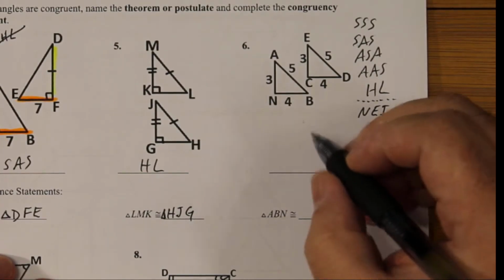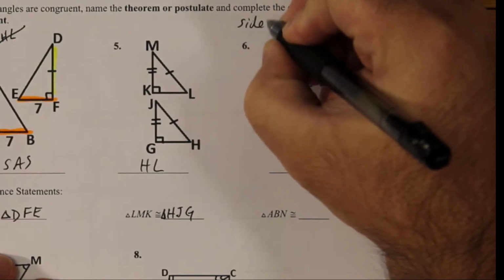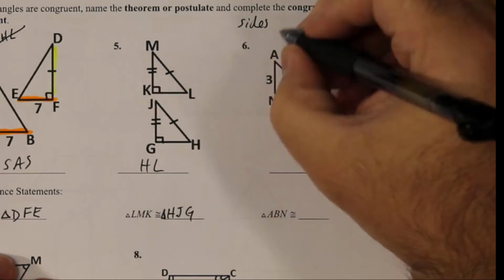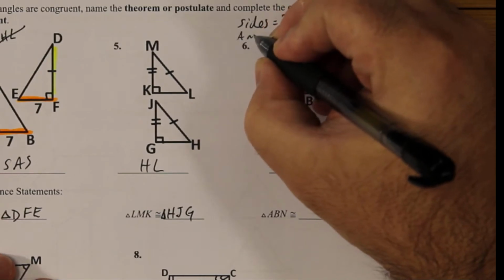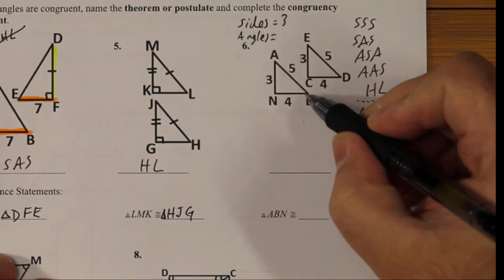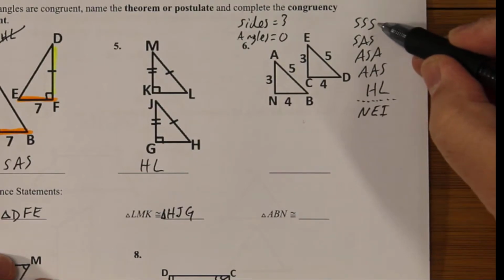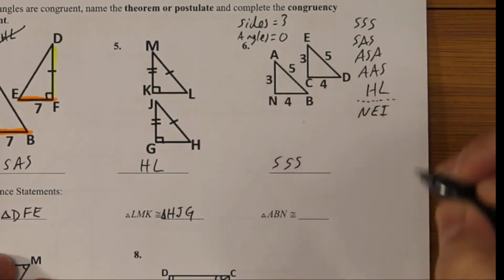Third one of these, we don't have a right angle, so we're not even worried about HL. So we're counting how many sides and how many angles. So when it comes to sides, we have the 3 matching 3, the 4 matching 4, and the 5 matching 5. So that means we have 3 sets of congruent sides. When it comes to the angles, A doesn't have any mark, N doesn't have any mark, B doesn't have any mark, so we don't have any. So the only option that has all 3 sides is this one. Because side, side, side doesn't have any angles involved, it doesn't matter which order. This one's easiest, and it's side, side, side.